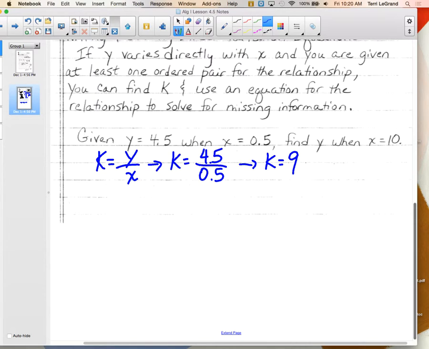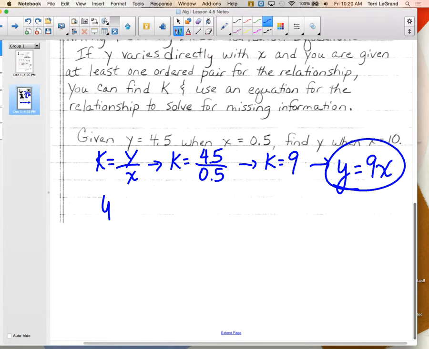You multiply k times the x to find y. Okay, so what would that equation be? You multiply the k times the x to get the y. What would that equation look like? 9 times x. I want the equation for the whole relationship. y equals 9x. There's our equation for this direct variation from which that ordered pair came. So that is the equation for that linear relationship.